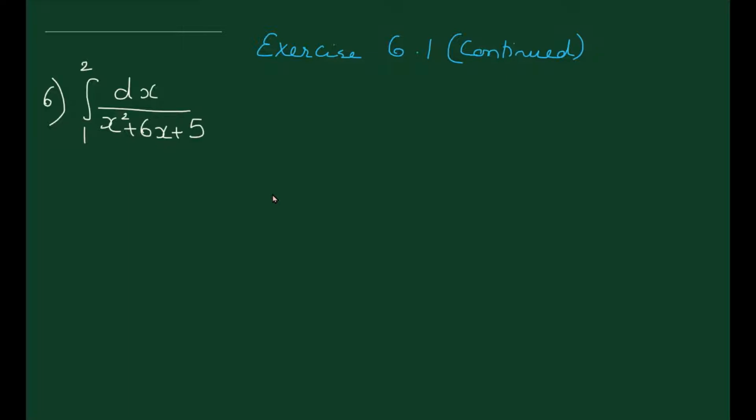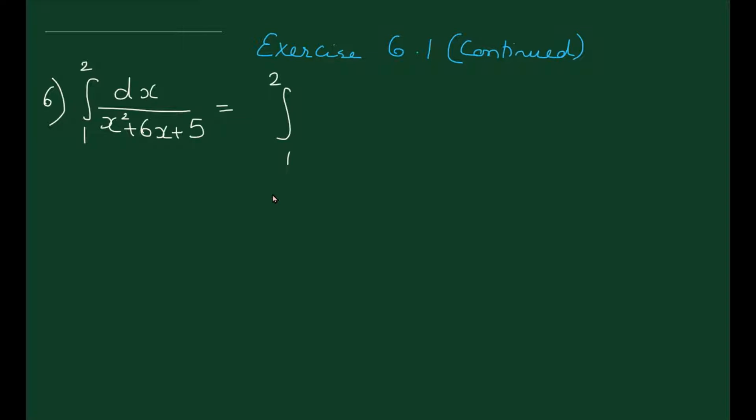We continue with the exercise here and start with the 6th question, which is the integral from 1 to 2 of dx upon x square plus 6x plus 5. Now in the denominator, you can split the middle term and get the factors of the quadratic equation given there, and you can do it by the method of partial fractions, or you can complete the square and do it by the formula method. Various formulae we had learnt in the previous chapter, and those formulae we can use. So we are going to use that particular method over here.